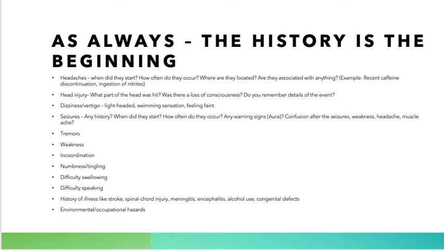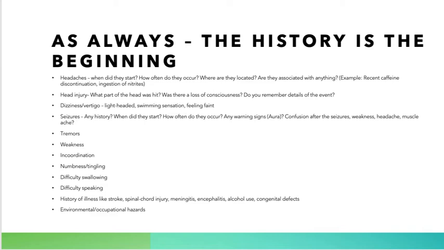Another thing that we might assess with a patient on a neurological assessment is going to be a history of head injury. We're going to find out what part of the head was hit, and was there a loss of consciousness, and if they remember details of the event. Because a concussion does come from a direct blow that causes rotation of the brain inside the skull and shear injury, and this can actually result in permanent damage to the brain that can cause neurological problems. We might assess dizziness and vertigo, which is a lightheaded feeling and a swimming sensation or feeling faint.